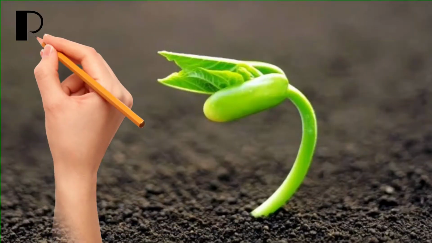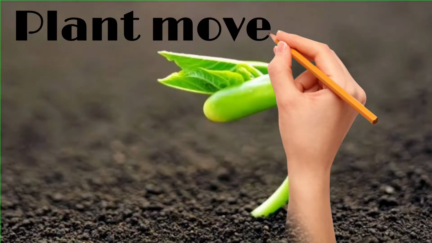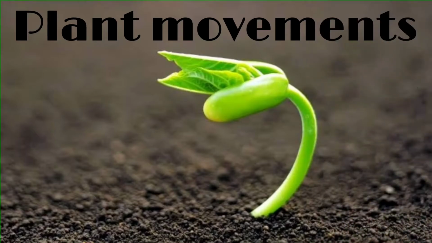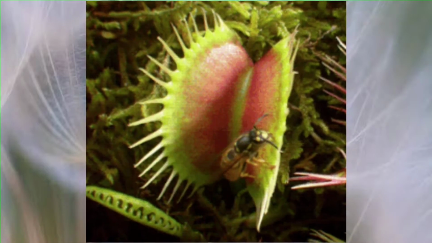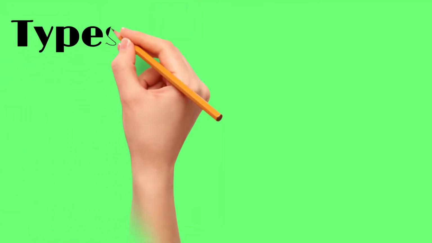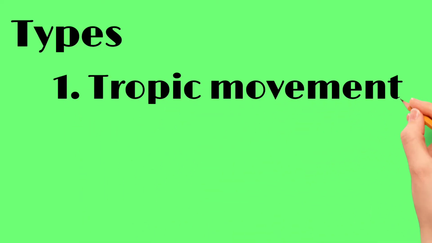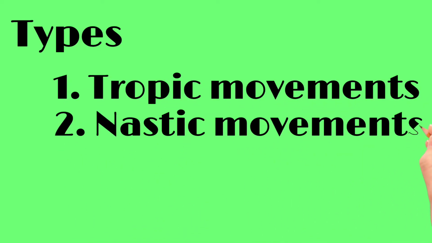Greetings. In this video, we are going to discuss plant movements. Plants make movements in response to external stimuli. Plant movements can be categorized into tropic movements and nastic movements.